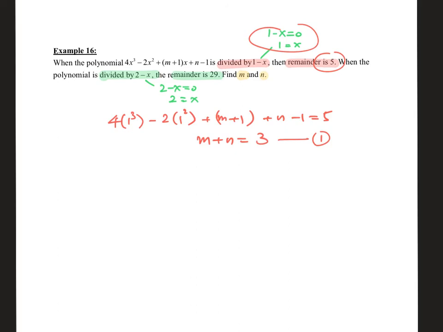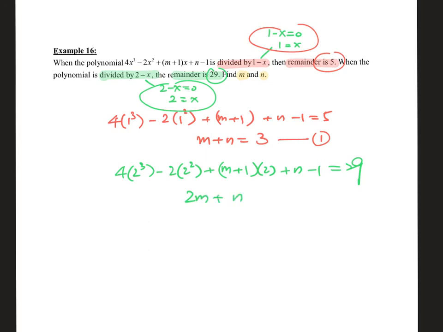In green, now you have the second one. Substitution of x is 2, which gives you 4 times 2 cube minus 2 times 2 square plus m plus 1 times 2 plus n minus 1, which is equal to the remainder 29. So you take a short while to simplify very carefully, and it gives you 2m plus n equal to 4, which is equation 2. If you have a program, then you can solve it directly, or else you can use elimination, substitution, or other methods to solve it. I used a program, and m would be 1 and n is 2.